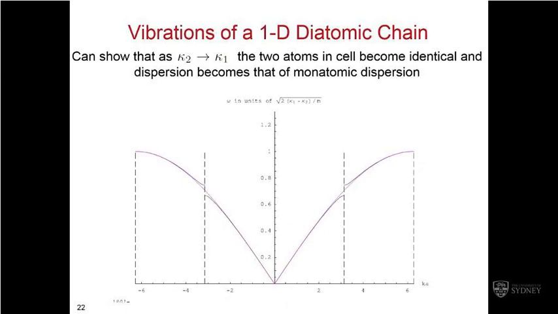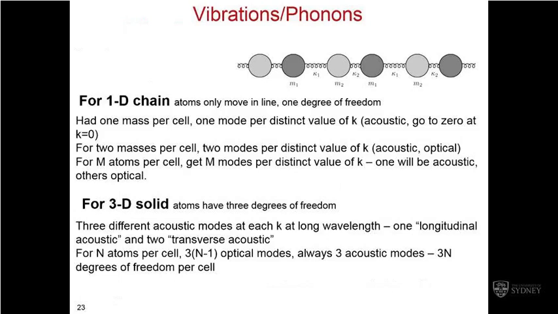Okay, let's just summarize a little bit. With the one-dimensional chain, the atoms just move in one dimension, as you'd expect. If there is one atom per cell, we get one mode. We only get the acoustic branch, and it goes to 0 at k equals 0. It always has this same shape.